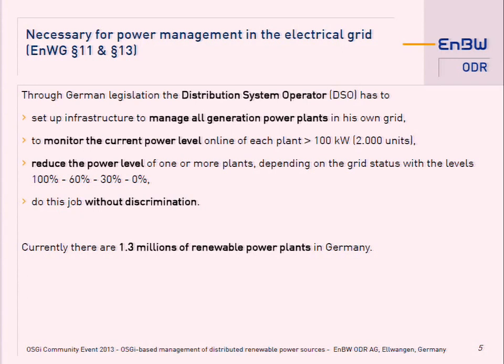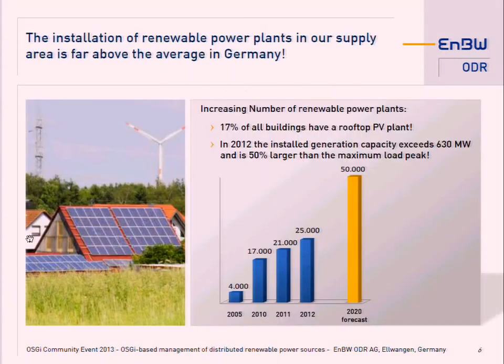To give you a number, there are currently 1.3 million renewable power plants in Germany. Because we are a countrified area, the number of renewable power plants is far above the average in Germany in our region. In 2012, we had a ratio of renewable power plants of 36%, and the average in Germany was 23%. And as you can see, 70% of all buildings in our area had a rooftop PV plant. Also, in 2012, the maximum peak capacity was 50% above the demand.